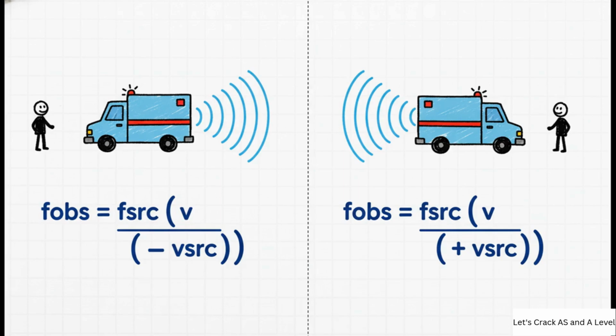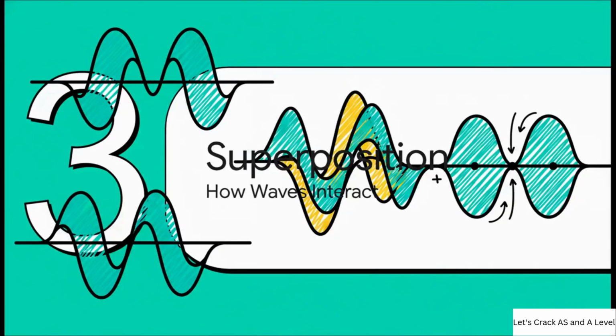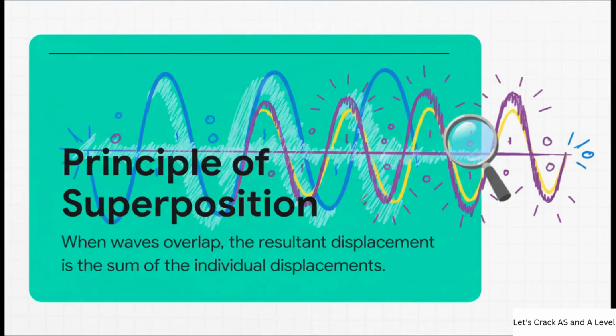Simple as that. All right, so we've pretty much mastered how single waves behave. But what happens when they actually meet each other? Well, that brings us right into topic 8, superposition, and how it leads to these things called stationary waves. The one rule that governs all wave interactions is the principle of superposition. And it's actually pretty simple.